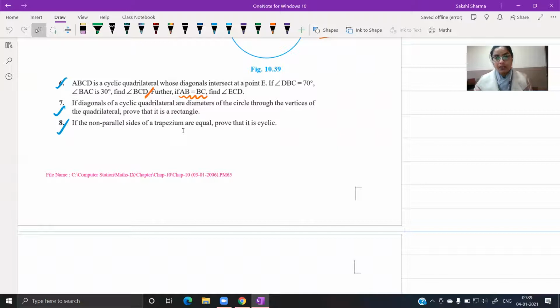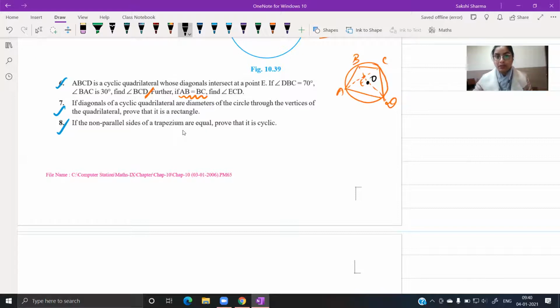If diagonals of a cyclic quadrilateral are diameters of the circle, so we have a quadrilateral which is cyclic, so the vertices lie on the circumference. If you remember, we had questions like question number 6. In question number 6, when we had a quadrilateral, they simply said that the diagonals intersect at point E. In that case, the diagonals did not pass through the center. So we had a figure somewhat like this. A quadrilateral ABCD, the diagonals are intersecting at point E. The center of the circle is somewhere else.